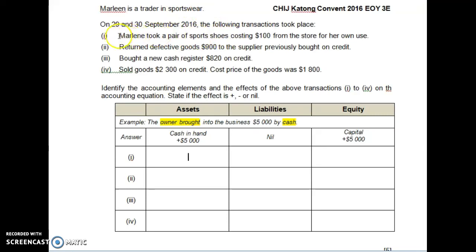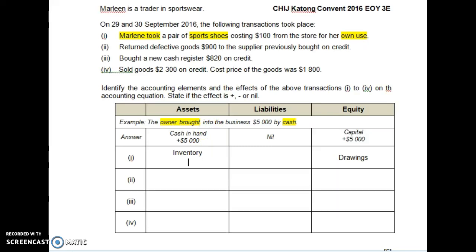So here we go, Marlene taking a pair. So keywords, Marlene took a pair of sports shoes, and in this case it is for her own use. So this time around, it is the reverse of the example here. Marlene taking out sports shoes is actually owner's withdrawal. So we need to find a proper account name. In this case, it is drawings, and we will also write it under the equity column. And what did she take out from the business? It is sports shoes, but we can't write sports shoes. So we're going to convert this and write the proper account name called inventory.